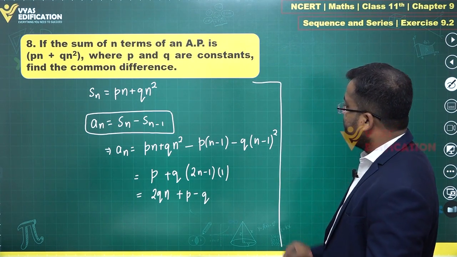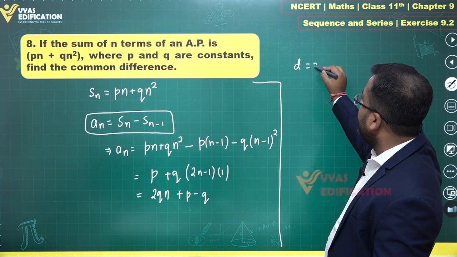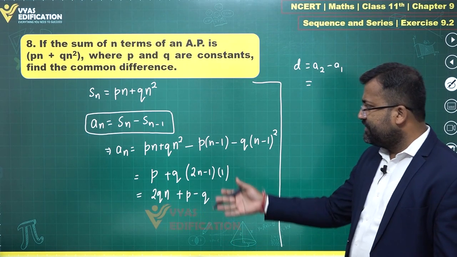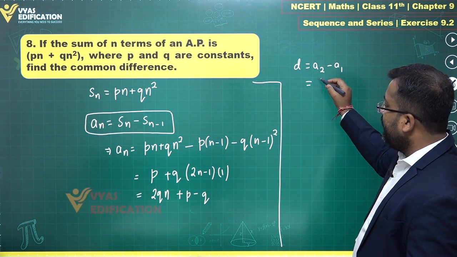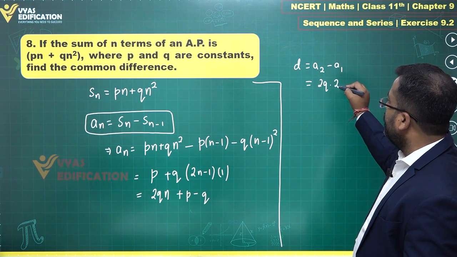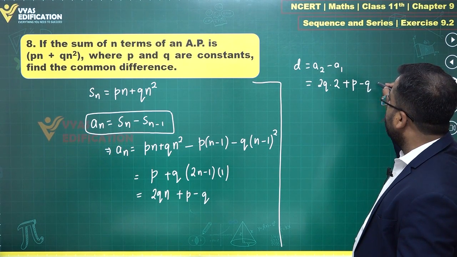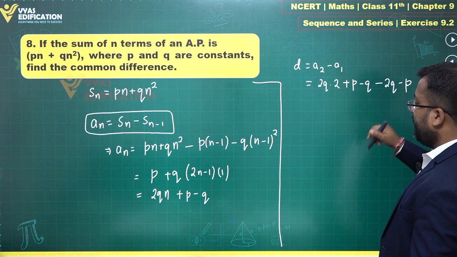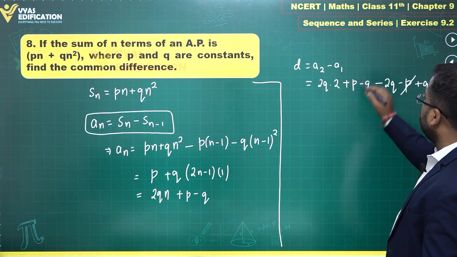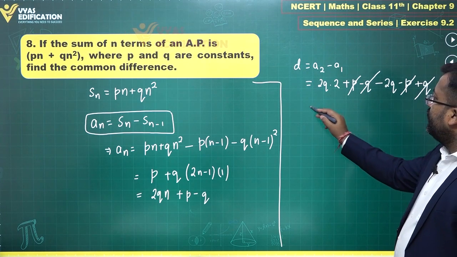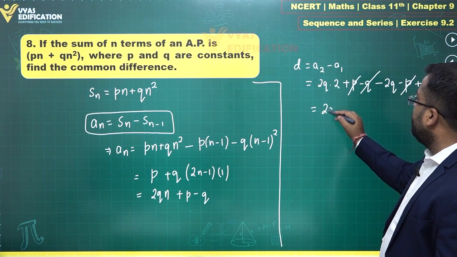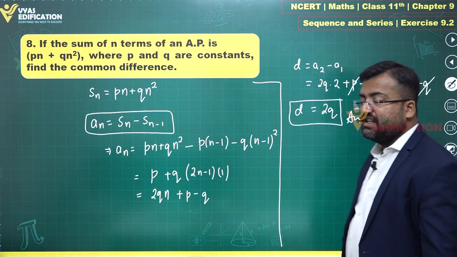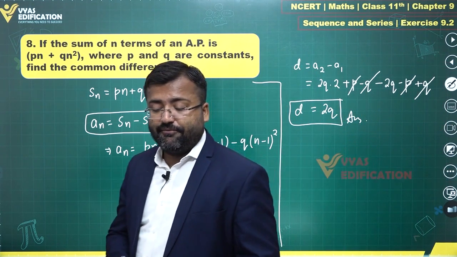The common difference can be found by writing A2 minus A1. Difference of any two consecutive terms. So, once you have found An, this is A2, which is 2q into 2 plus p minus q, minus A1 will be 2q minus p, and minus or minus will be plus q. You see, this gets cancelled. 4q minus 2q will be 2q, and that's your common difference, 2q over here. That's my required answer for this question, as you can see over here.